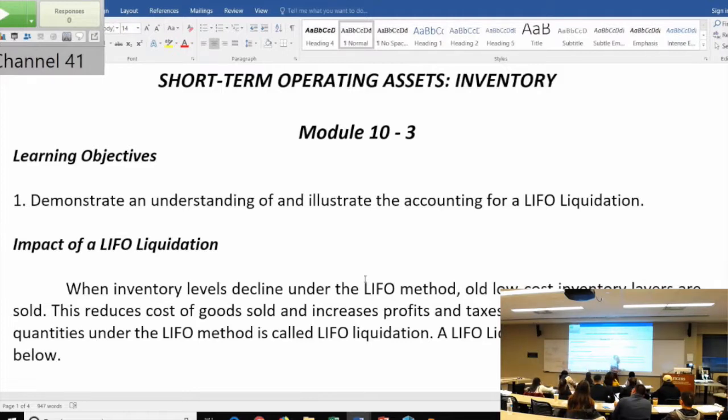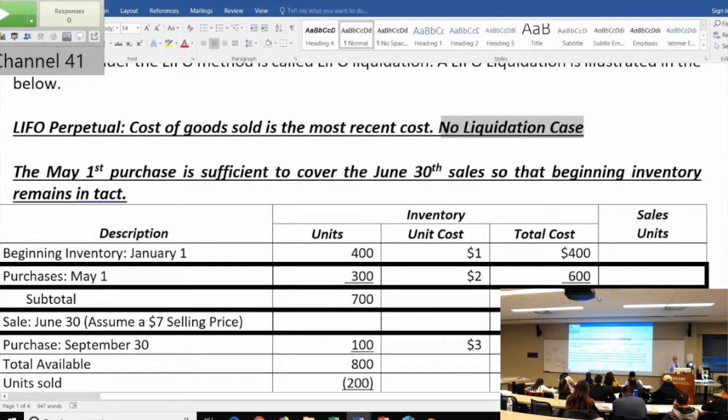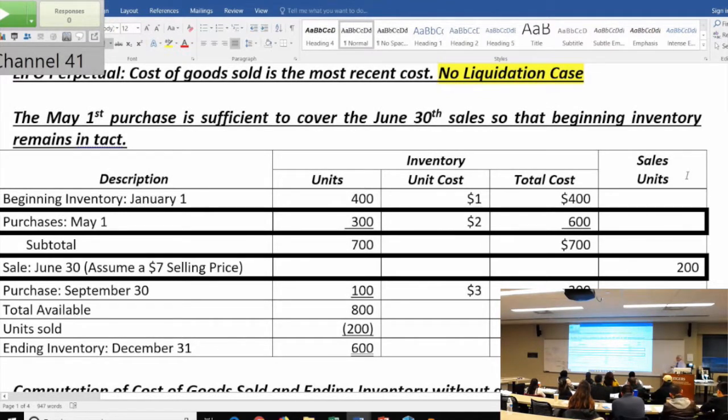So let me give you 2 examples. Number 1, here is the no liquidation case. So in this case, there is no liquidation. So let's look at a standard LIFO type of question. So we know that company starts with 400 units at $1. They purchase on May 1, 300 units at $2. So they've got 700 units available at a cost of a total of 700. On June 30th, they sell 200 units, and I'm going to assume the selling price is 7. That doesn't show up in the cost table.